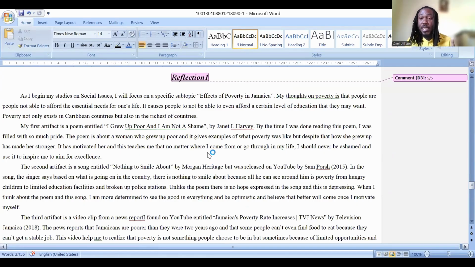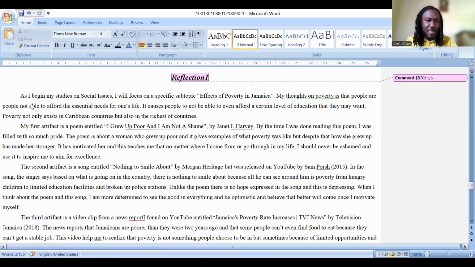So remember now we're looking at your general thoughts about the topic, a summary of the artifacts, and then lastly, how your thoughts have been shaped by the artifacts you have used to investigate your topic.